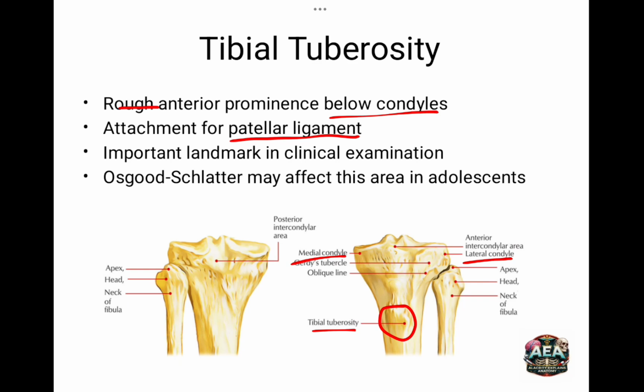Now, it's an important landmark in clinical examination. Very, very important. It's an important landmark in clinical examination. We have Osgood-Schlatter disease, which may affect this area in adolescents. This is a condition whereby the tibial tuberosity can be affected, can cause inflammation as well as pain, common in adolescents.